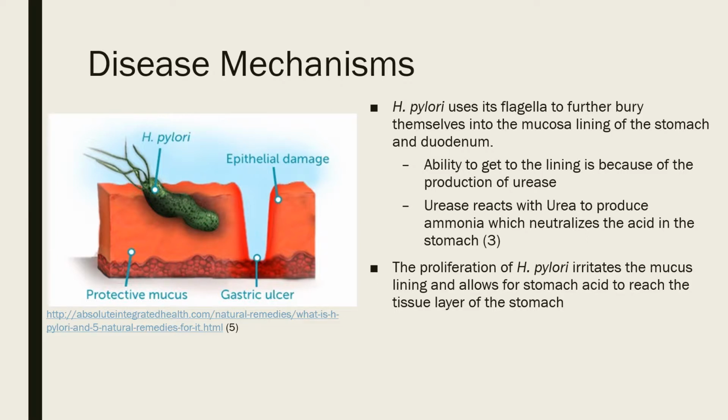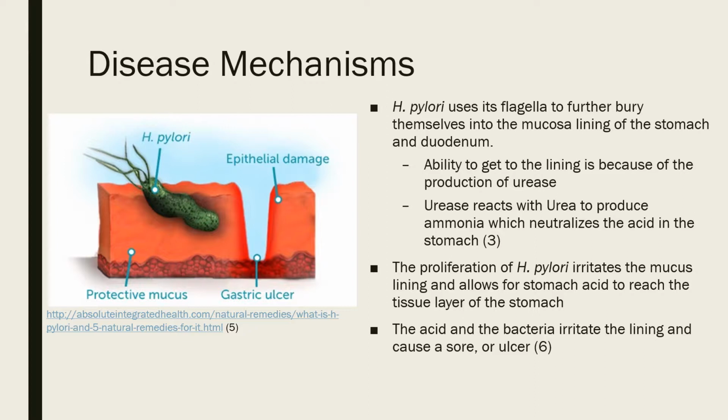As H. pylori continues to proliferate on the lining of the stomach or in the beginning part of the small intestine, it irritates the lining and allows the acid within the stomach to reach the bottom tissue layer. As H. pylori and the acid continuously go up against the lining of the small intestine or the stomach, it irritates the tissue and causes a sore. And obviously it's not on the surface, so it's not something that we can just put a band-aid on. This constant sloshing of acid and bacteria on the lining makes the sore worse and makes it bigger.